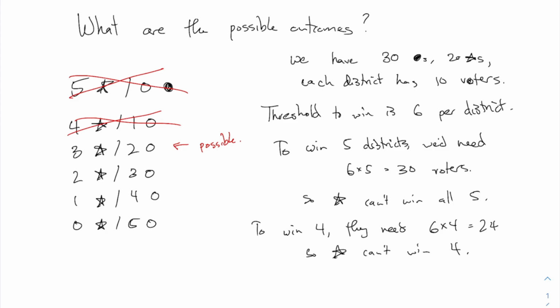All right. We should also look at these ones down here. Is it really possible for the circles to win all 5? By the same reason, in order to win all 5, you would need 30. And the circles, actually, they do have 30, so that should be possible also. So I think actually all the rest of them should be possible.